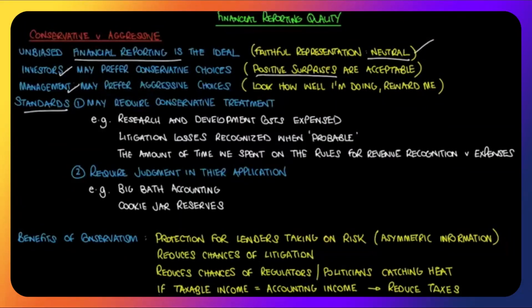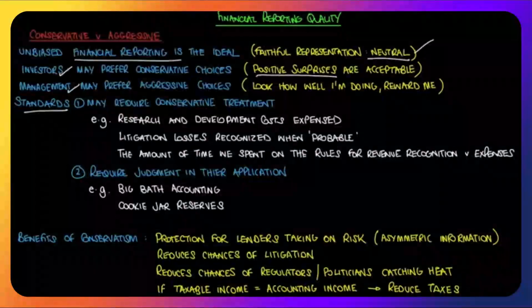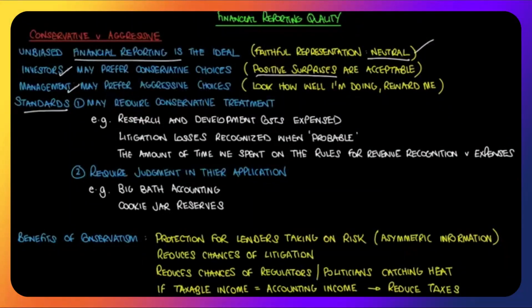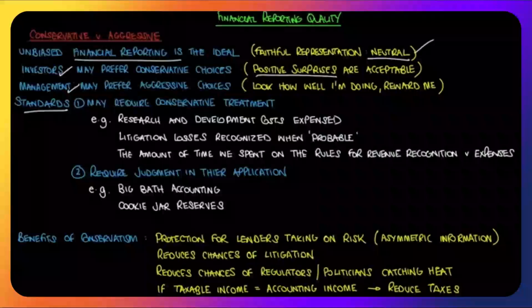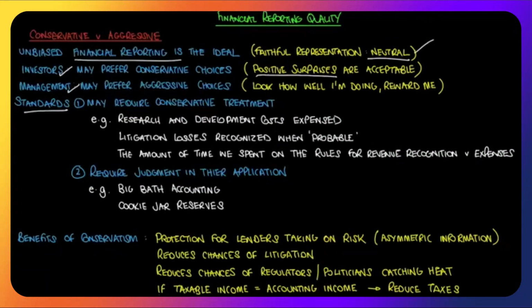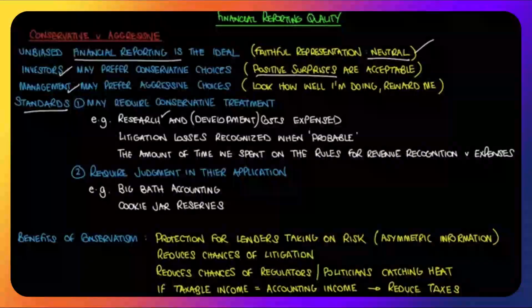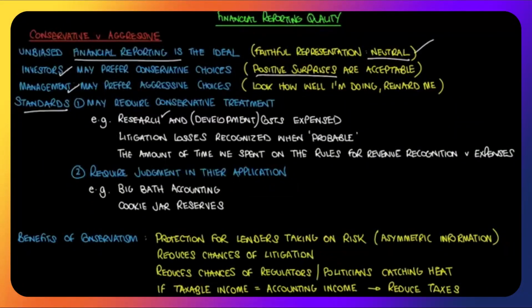The standards it wrote might not actually promote neutral information. Standards, first of all, may require conservative treatment. We've seen in the PPE module how to treat research and development costs. Research expenses always expensed. Development expensed. Yes, there are exceptions if you've been through that module relating to software development costs, and in IFRS, all development costs once technological feasibility has been established, etc.